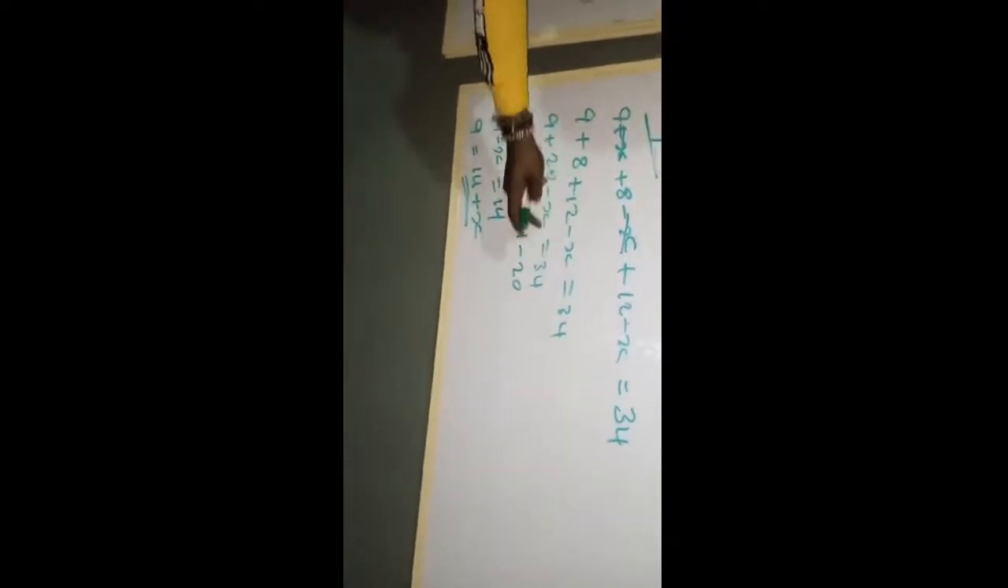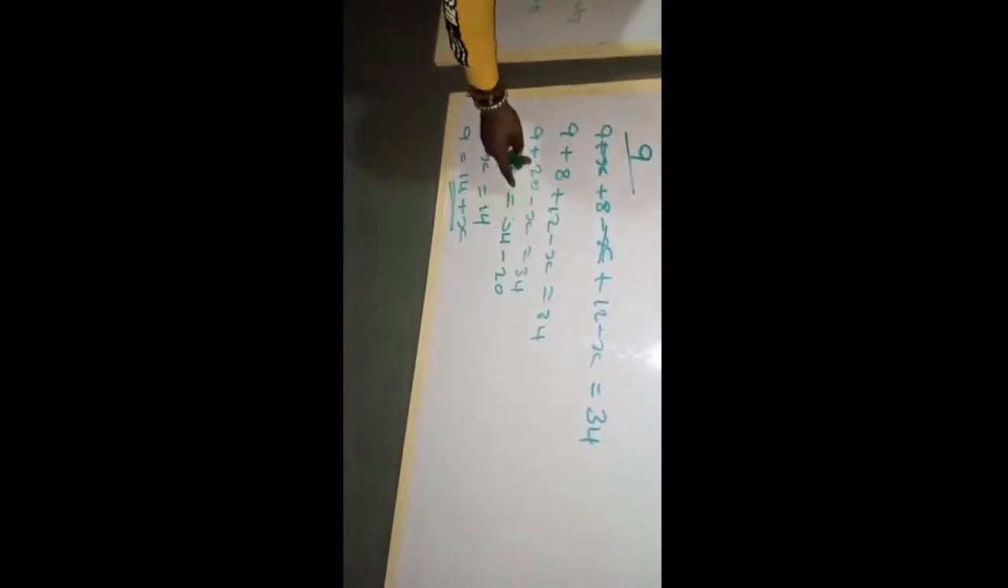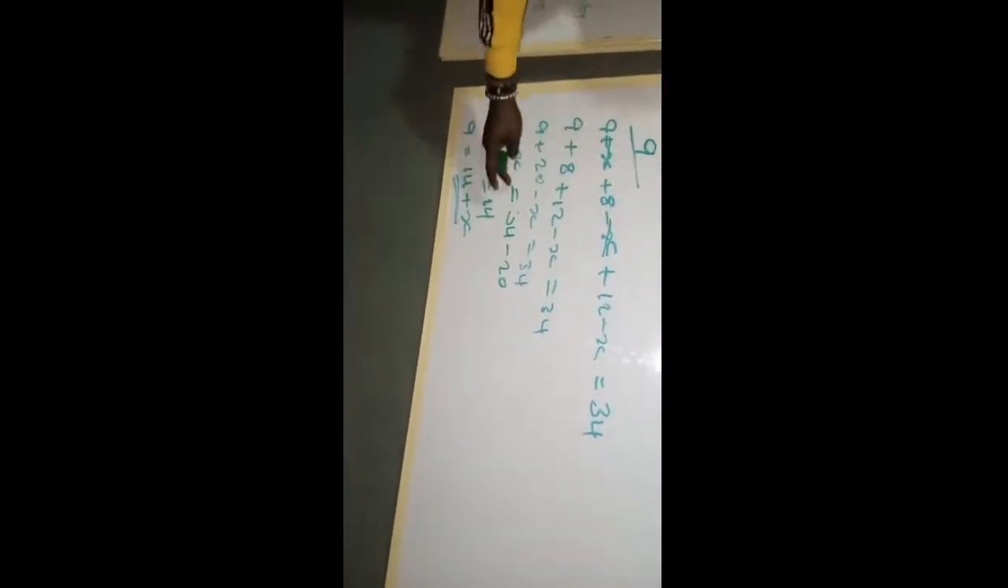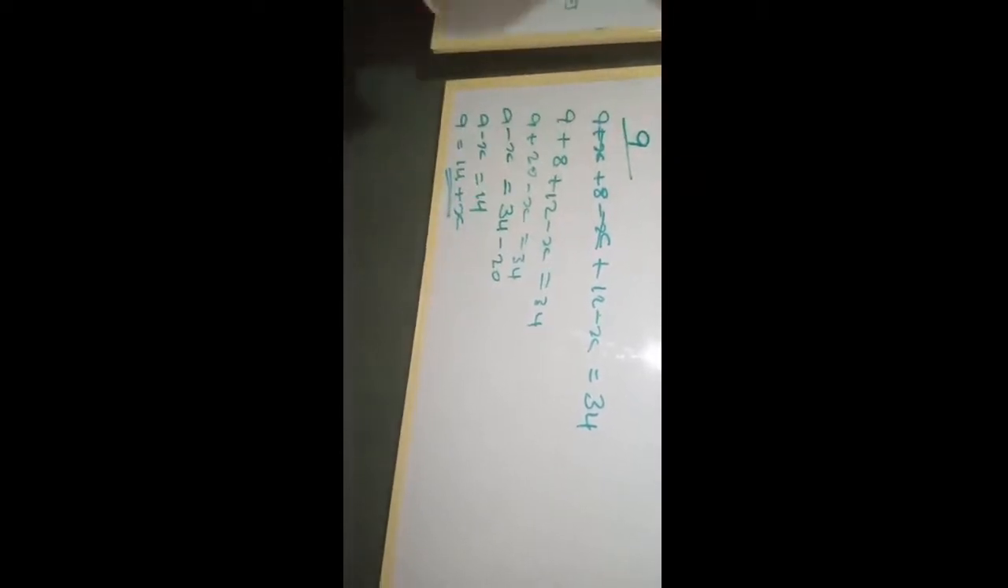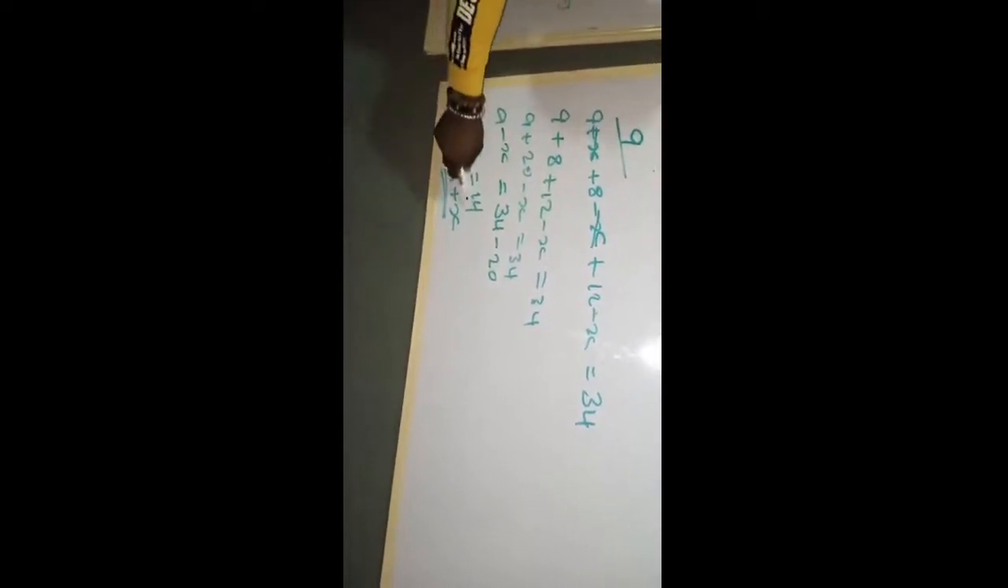Then when it's something like this, we collect the like terms, that is, two things that are in common will come together. This 20 has not crossed to the other side, so they are still within. That's why we say A minus x is equal to, this one is positive, when it crosses to the other side it becomes negative. So this 20 will now become negative. So it will now be A minus x is equal to 34 minus 20. So now say A minus x is equal to 14.